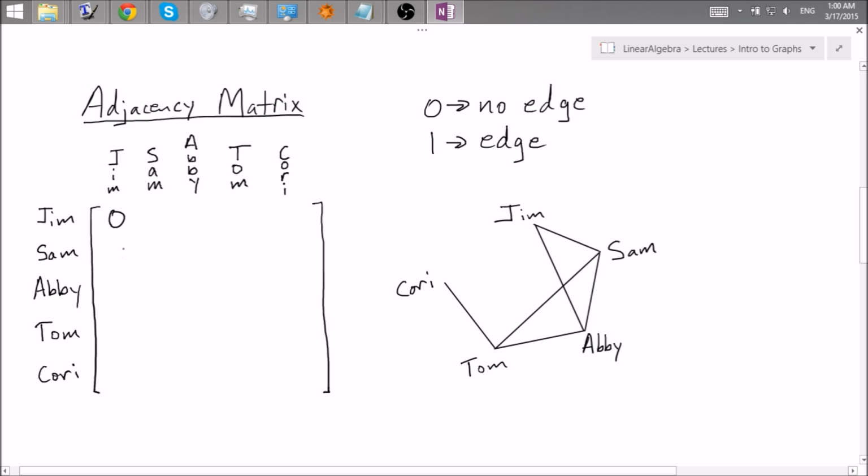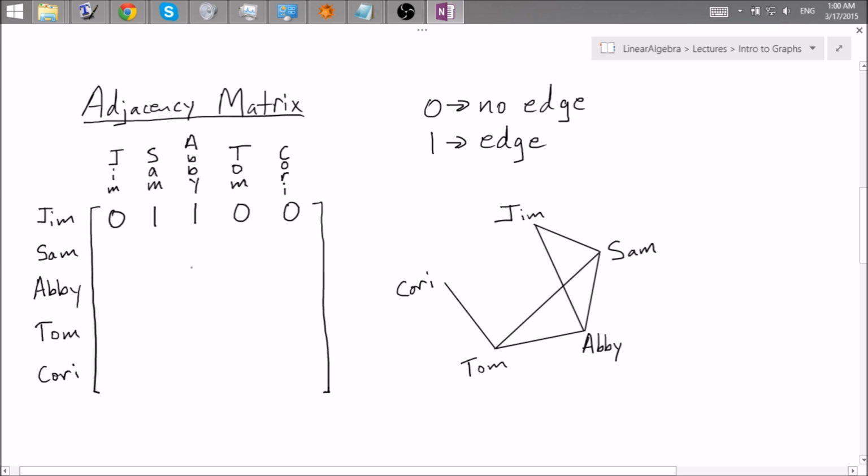However, Jim and Sam do have an edge going between them, so we put a 1 there. And the same for Jim and Abby. There's an edge there, so we put a 1. Jim and Tom do not share an edge, so we put a 0. And Jim and Corey don't share an edge, so we put a 0 there as well.